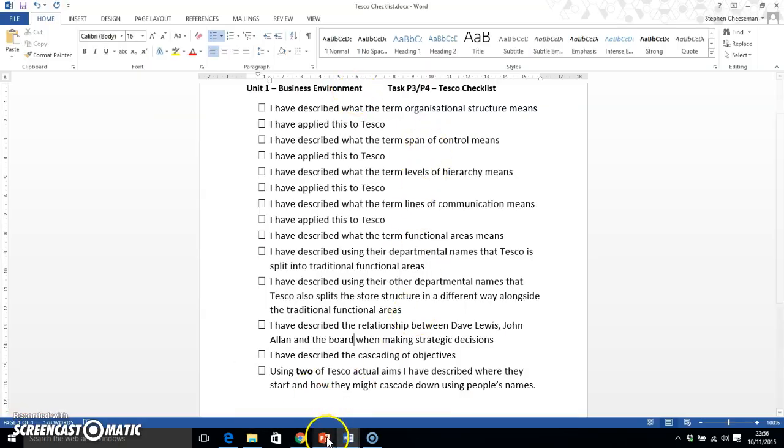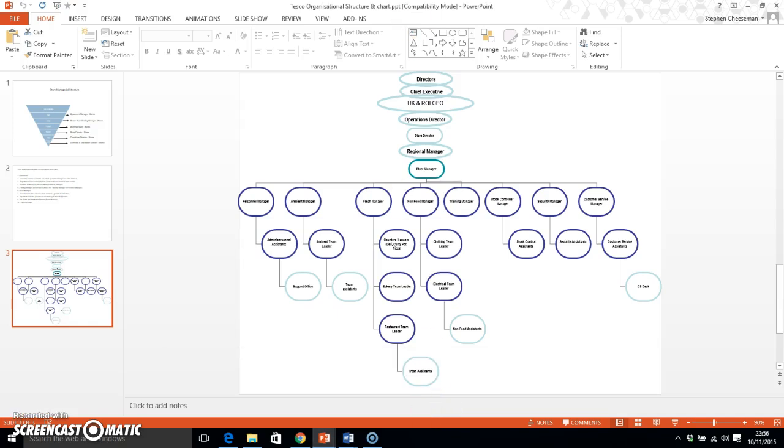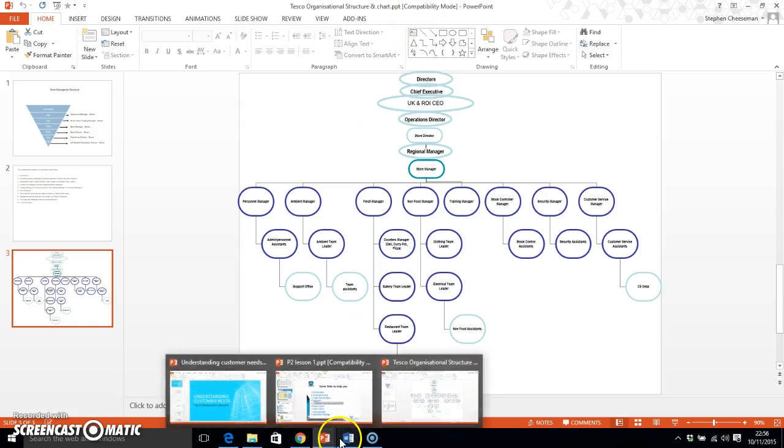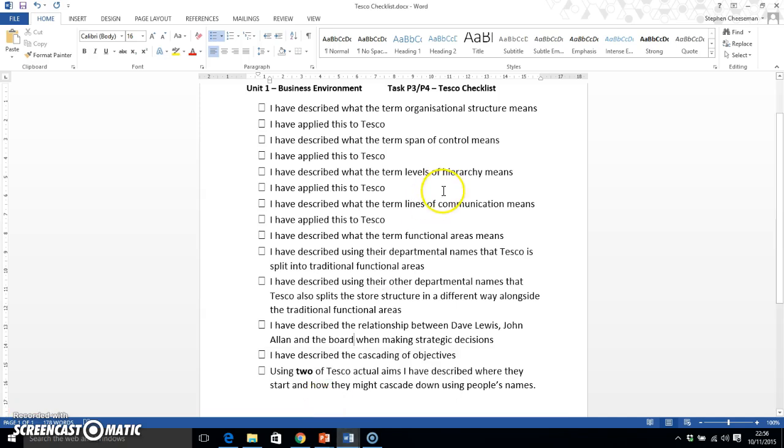Then levels of hierarchy. Let's just check that, count them from the bottom to the top. That's your levels of hierarchy. Lines of communication. Depending on what kind of structure you've said that it is, there will be advantages and disadvantages, and the lines of communication will, for different types of structure, have different advantages and different disadvantages.